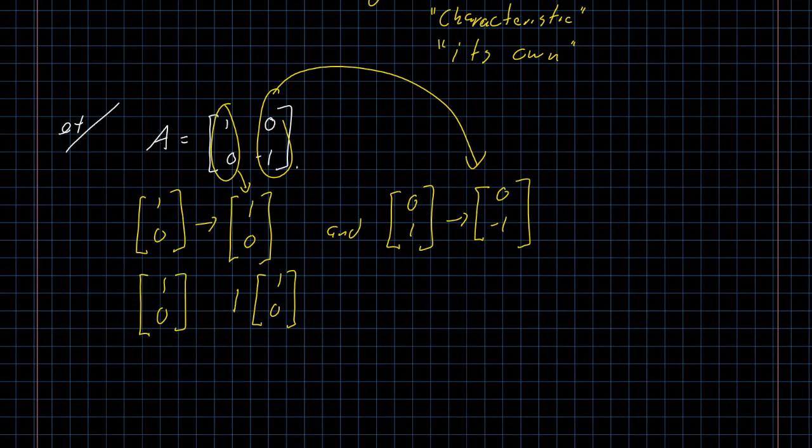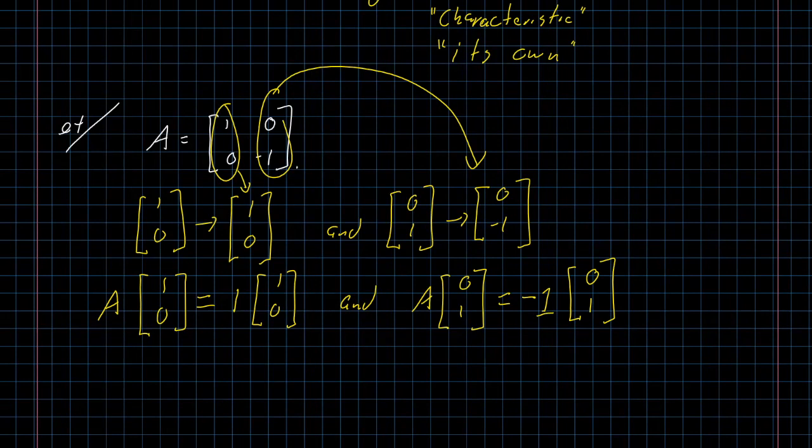Right? If I replace that arrow with multiplication by matrix A, then A times the vector 1, 0 is 1 times 1, 0. And A times the vector 0, 1 is negative 1 times 0, 1. So thinking about the geometry, the physical nature of these vectors, gives us an immediate way of representing what's going to happen.